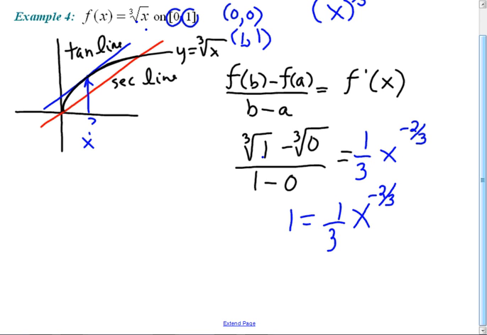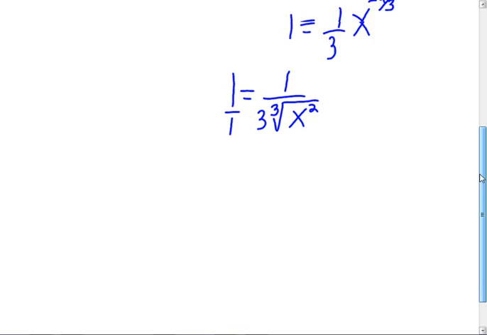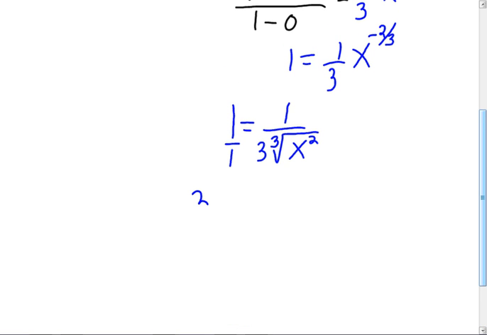I don't know about you, but I don't like working with that negative exponent. So we're going to change it. It's 1 over 3, and it's going to go in the denominator. It's the cube root of x squared. And that's a proportion. I love proportions, because what do you do with them? Cross multiply. You have to think a little bit, so this is going to stretch your algebra skills a little. So it's 3 times the cube root of x squared equals 1.